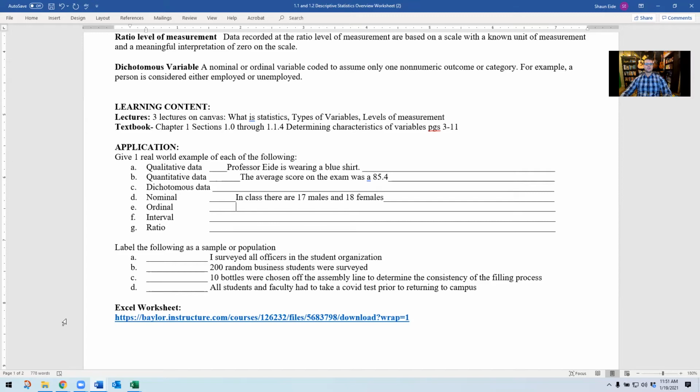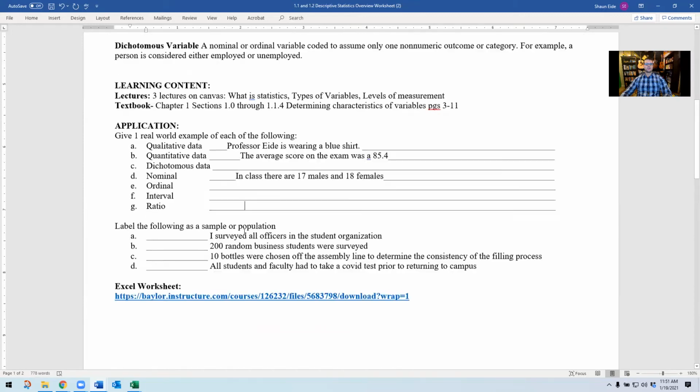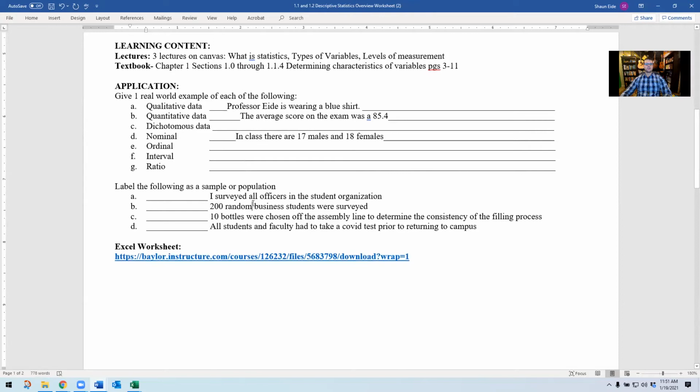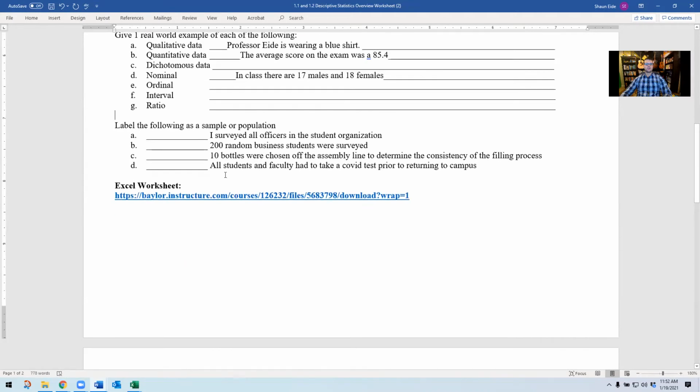Interval and then ratio is what we see most often, which is just any sort of real number that you can do real legit math with, multiplication, division, and so forth. So think of any kind of word problem that has multiplication and division, and that's most likely ratio data. So interval data you can add and subtract. Ratio data, you can multiply and divide.